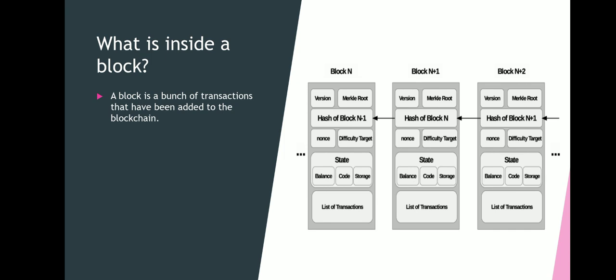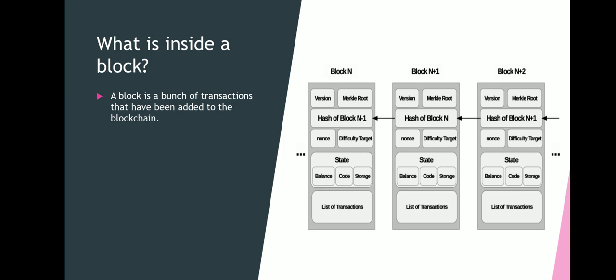And after that, the list of transactions. So this is the body of the blockchain. The upper part is the header of the blockchain. The list of transactions is nothing but all the transaction details we can store in this part. So this is about the block.